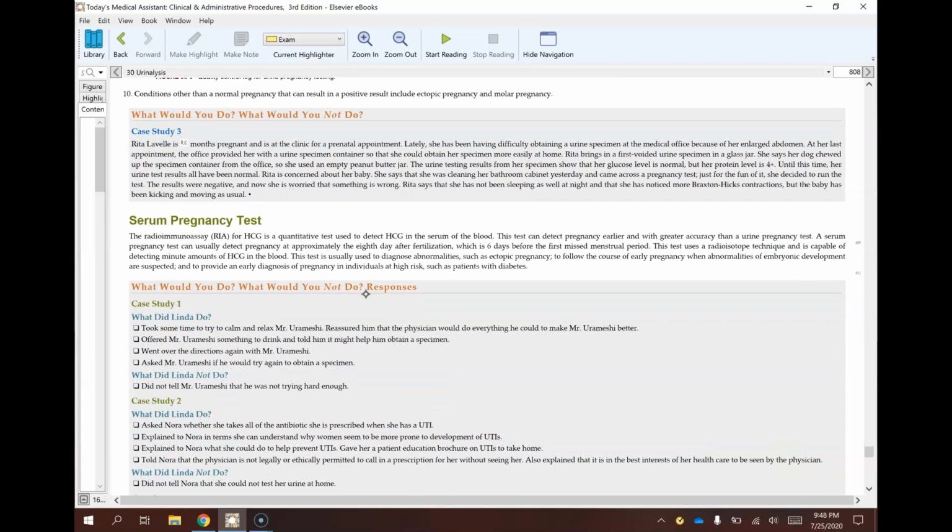Again, another case study. Rita Lavelle is the patient. She is 8.5 months pregnant and has her prenatal appointment. Lately, she has been having difficulty obtaining a urine specimen at the medical office because of her enlarged abdomen. At her last appointment, the office provided her with a container so she could obtain her specimen more easily at home. Again, first voided urine specimen. Let me highlight that.